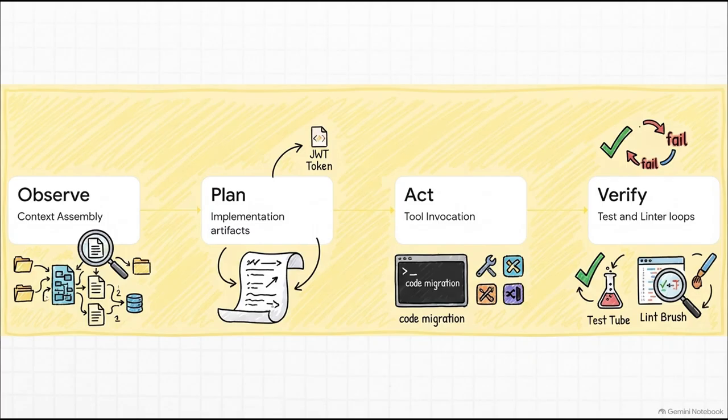But before any tools are even invoked in the act phase, it transitions into the plan phase. It generates structured implementation artifacts, like a markdown plan detailing exactly what it intends to change. So you're getting a highly structured intermediate deliverable instead of just an unbounded stream of unpredictable terminal commands.